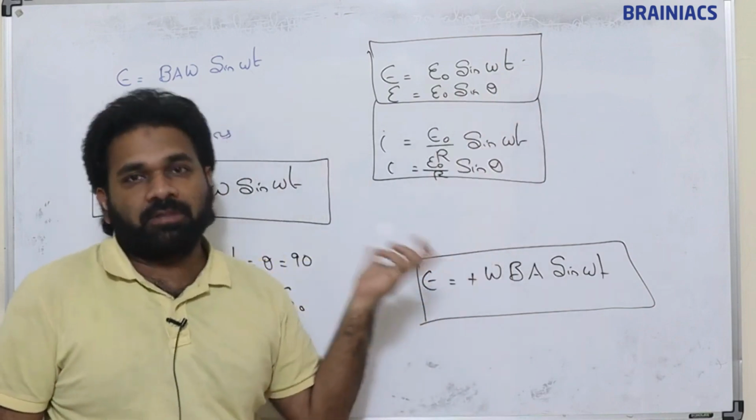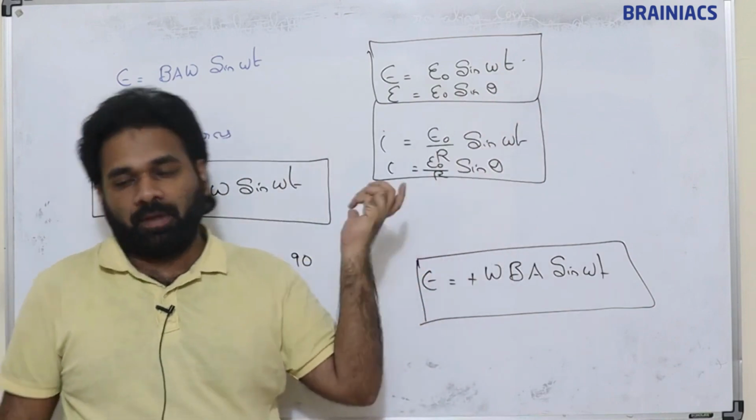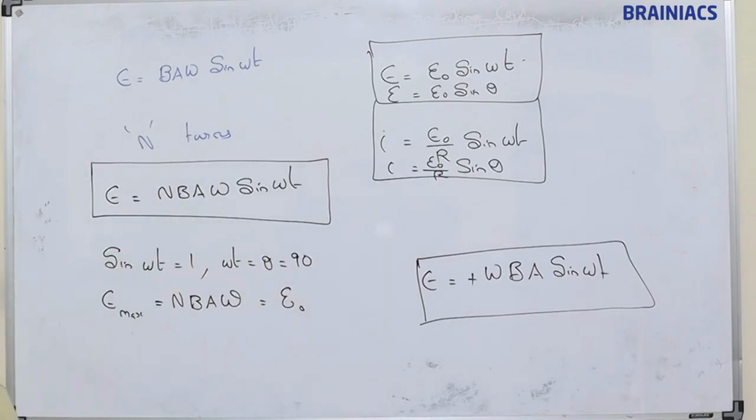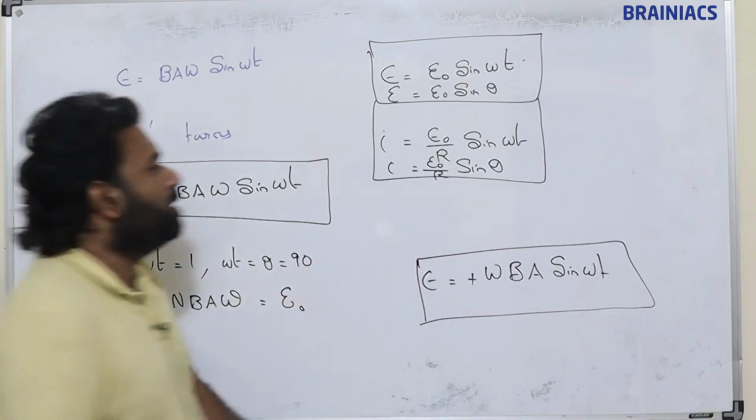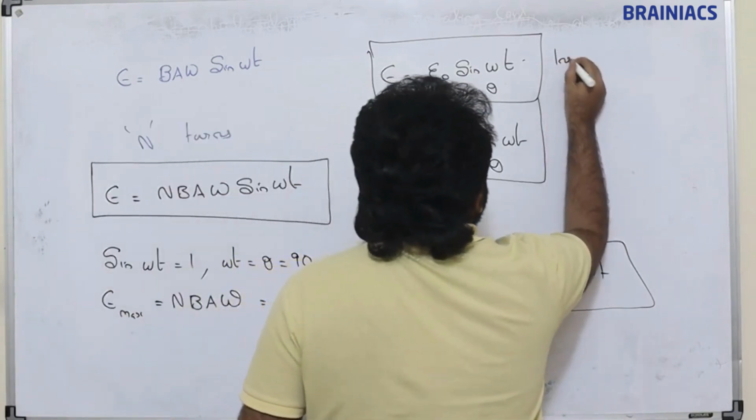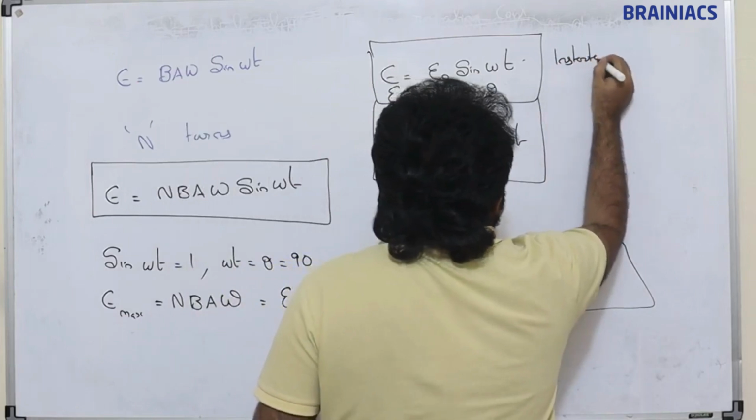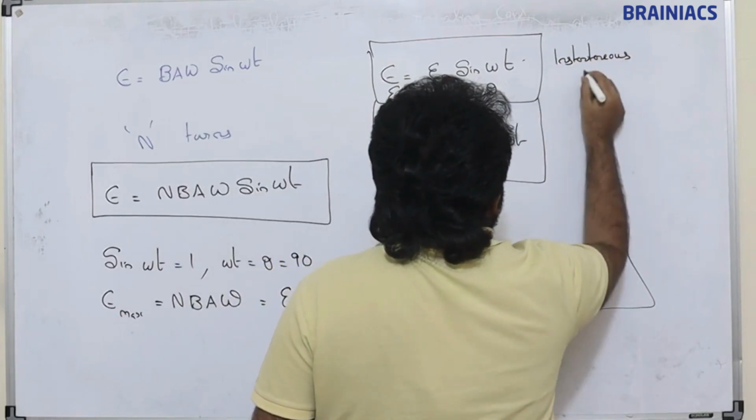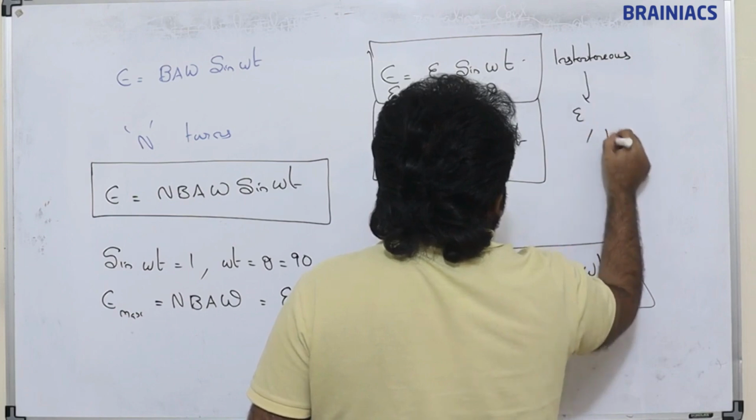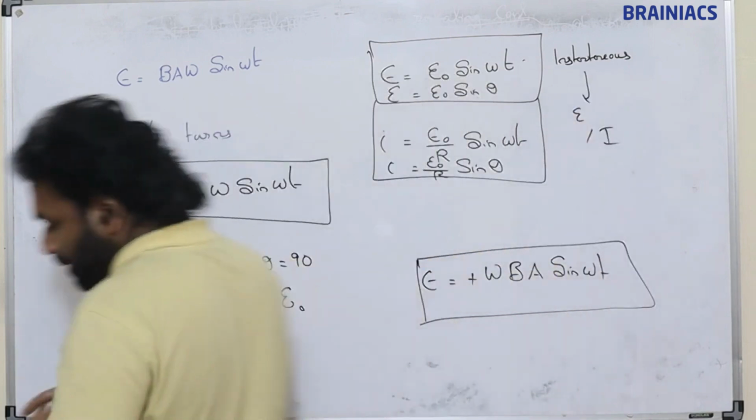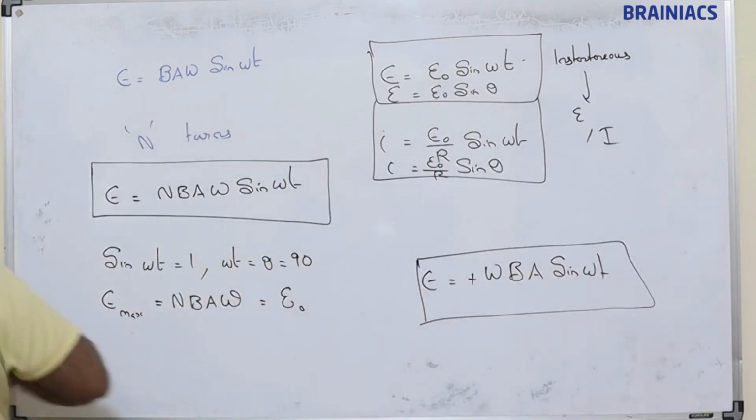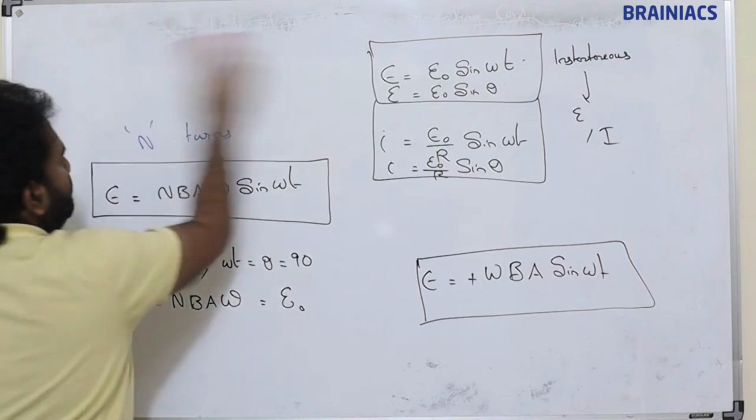These are the formulas. Hope you understood. Clear? So this is the induced EMF, instantaneous value, the instantaneous value of EMF and current. Clear? Okay, so I will summarize.